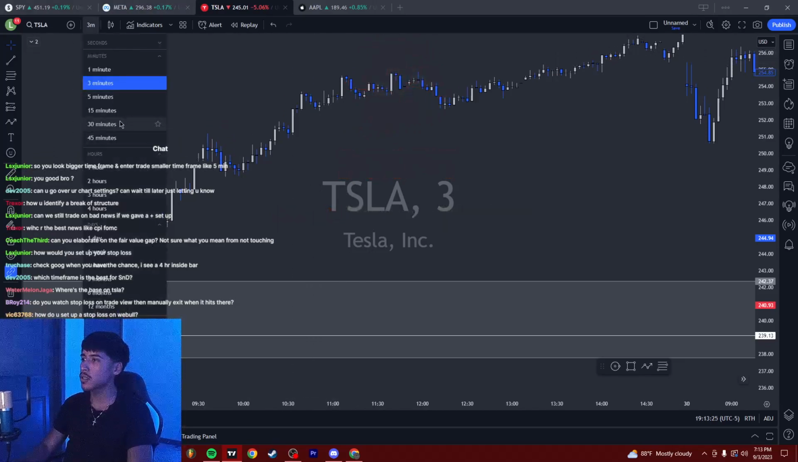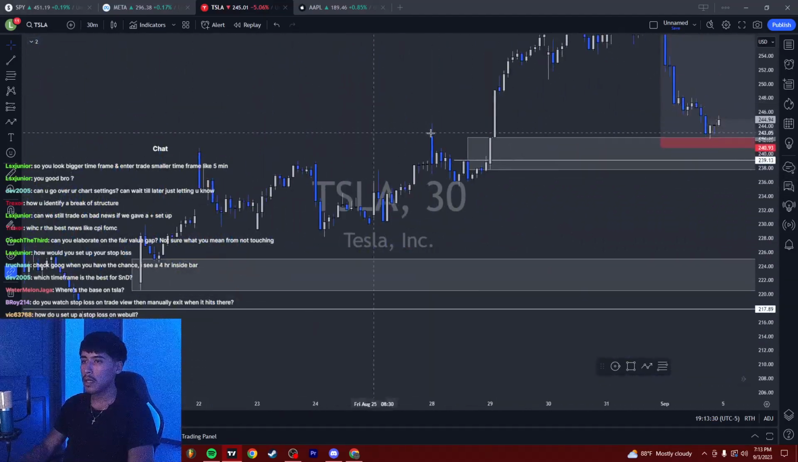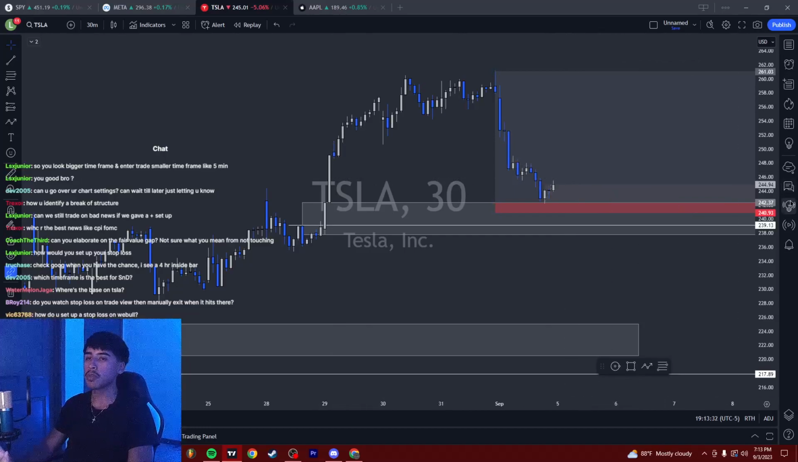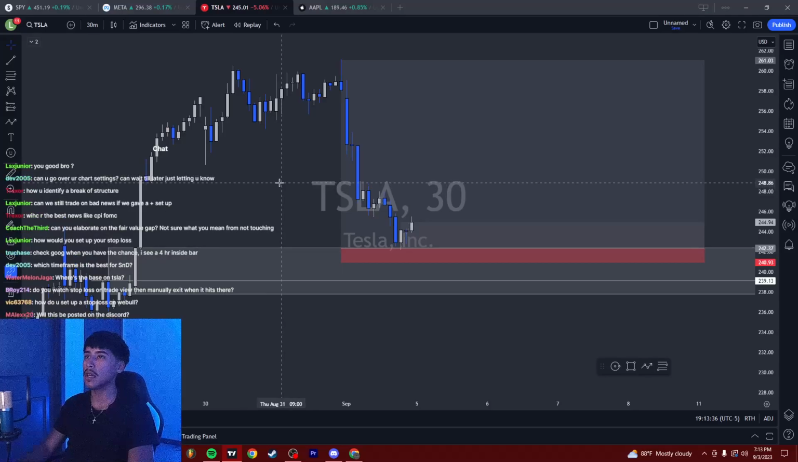How do you set a stop loss on Webull? You can set a stop limit order. When you go to close your position, it lets you set a price at what you want to sell it at. It's called the stop limit. Will this be posted on Discord? It'll be posted on YouTube yet.